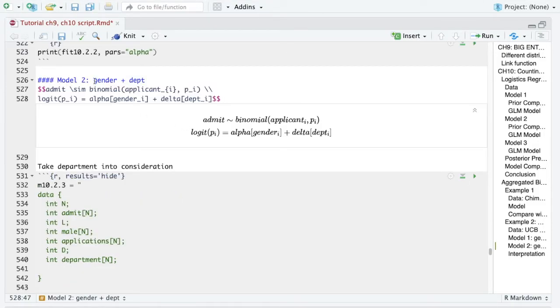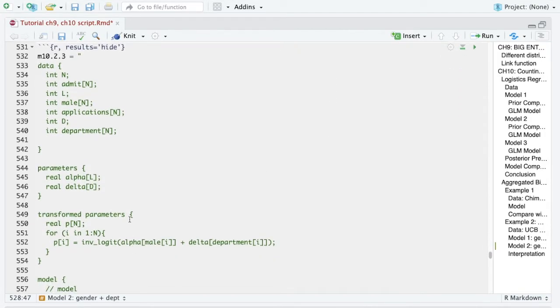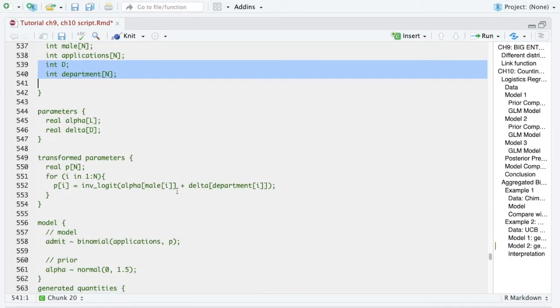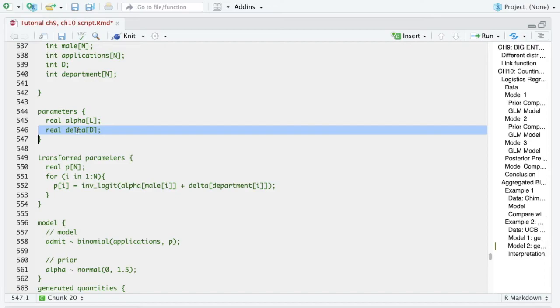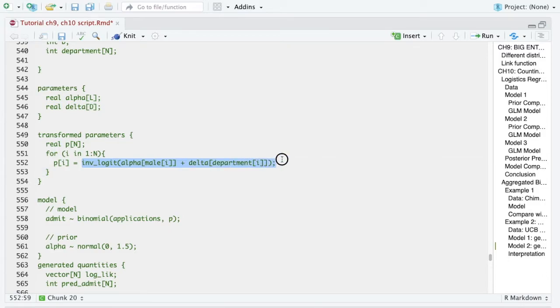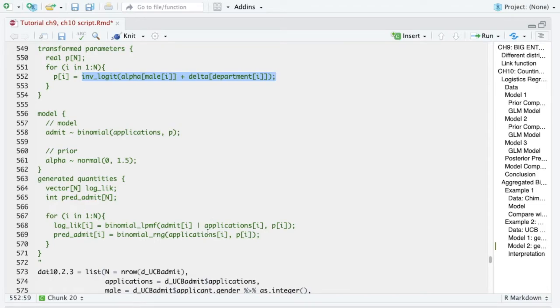And in the second model, we not only consider gender effect, but also take department effect into consideration. So we have another variable called delta, with length 5, because there are 5 different departments in the example. We want to estimate the effect of each department. And for the model code, basically they're just the same. We just need to add the department column, and in the parameters, we need one more parameter to estimate delta. And in the transformed parameters block, in the inverse logit function, we need to consider delta as well. And for the other parts, they are just the same.